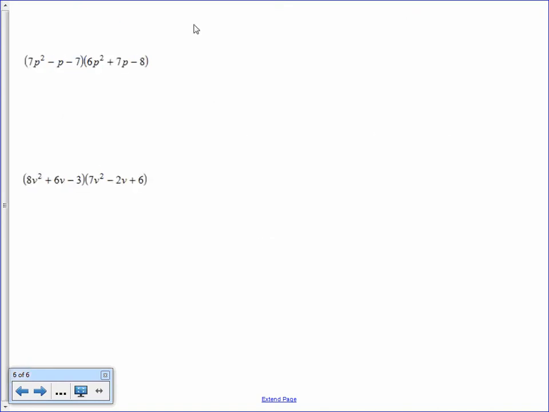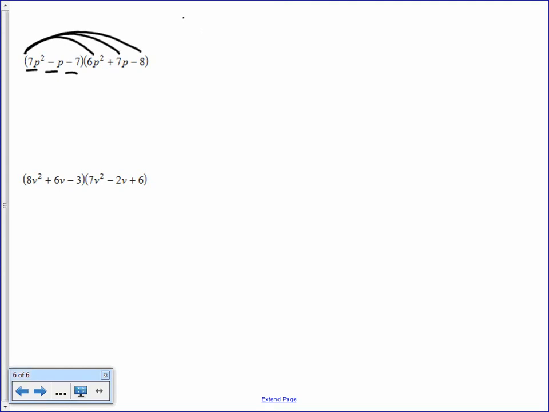So the last type that I'm going to look at is one like this. Now I'm only going to go through one of them because it's pretty much the same idea as the last type problem. It's just we need to distribute another thing through. So looking at this, we have 3 pieces on the left side. So I actually need to distribute that 7p squared. I also need to distribute the -p, and I also need to distribute the -7. So when you do the first multiplication step, you should have a total of, well, 3 times 3 would be 9 terms.